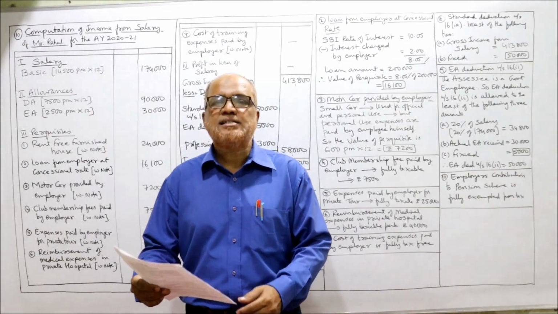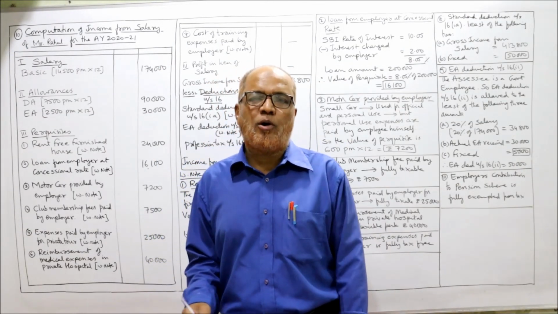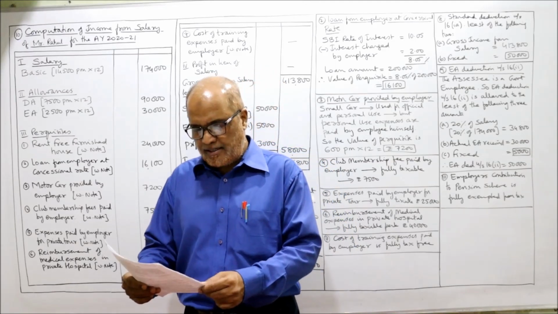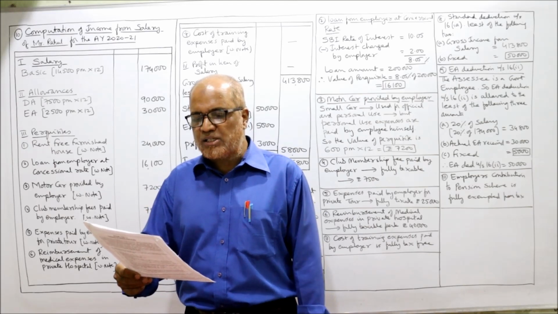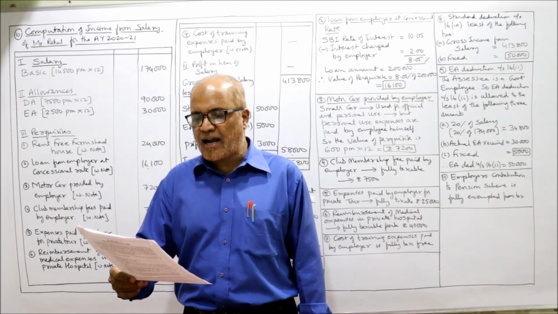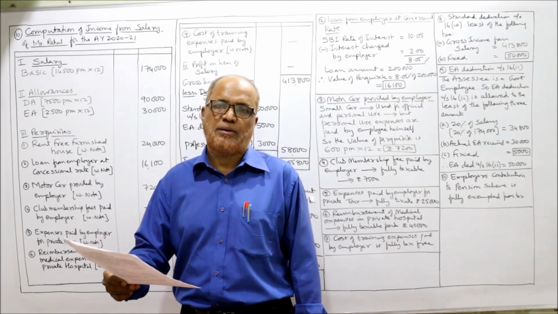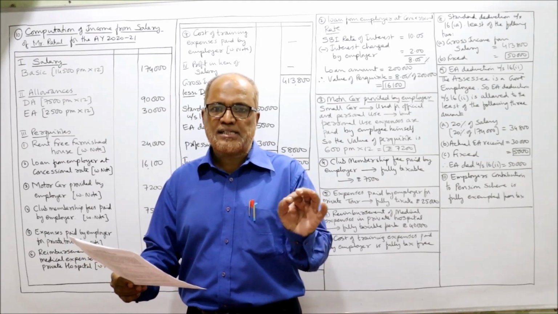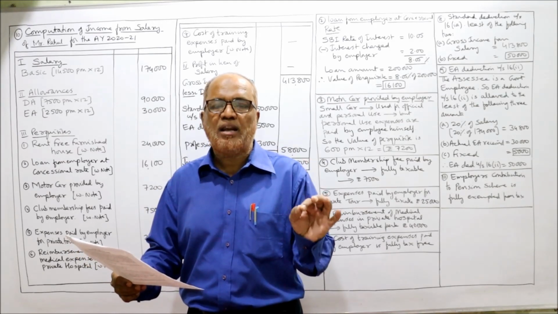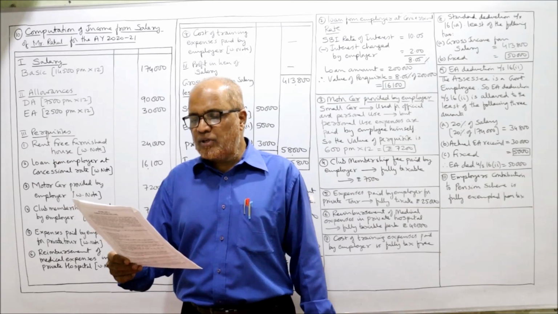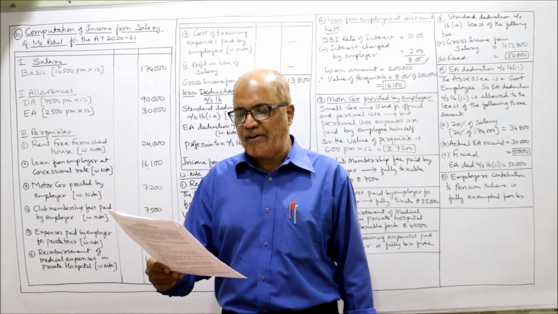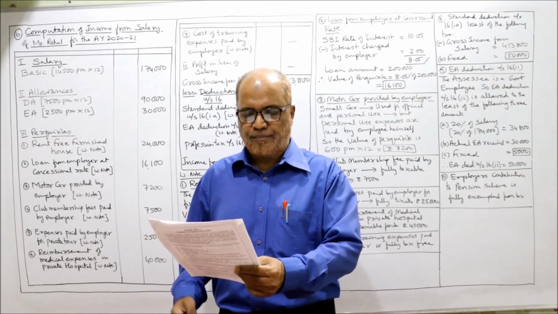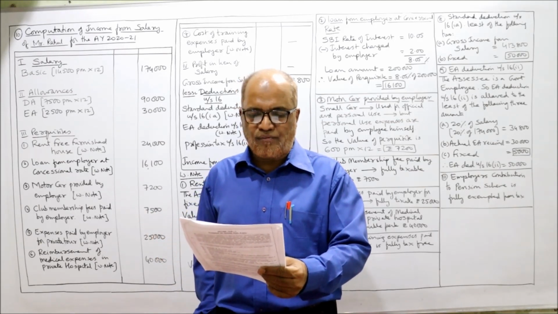Come on viewers, the last and final problem, 10th problem on computation of income from salary. Now I'm reading out the problem, see carefully. Mr. Rahul is working since 1/4/2011 as an accountant in central government department. The first point, it's clear the assessee is a government employee. Compute income from salary. Basic pay 14,500 per month. Then DA 7,500 per month.